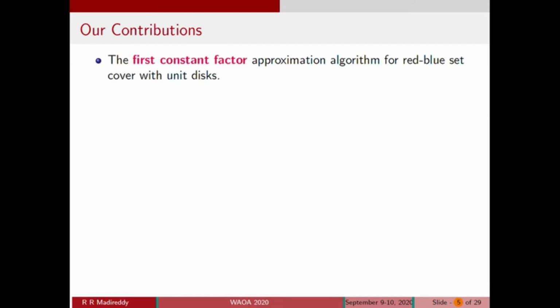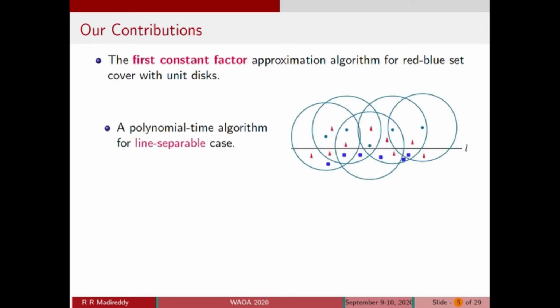The main contribution of our work is the first constant factor approximation algorithm for the problem. We obtain this by considering a special case called the line separable red blue set cover problem. In the line separable red blue set cover problem, all blue points lie below a horizontal line and all disk centers lie above the horizontal line, but the red points can lie anywhere on the plane.